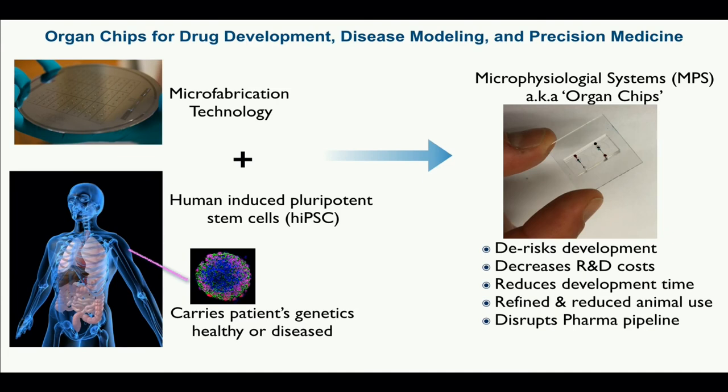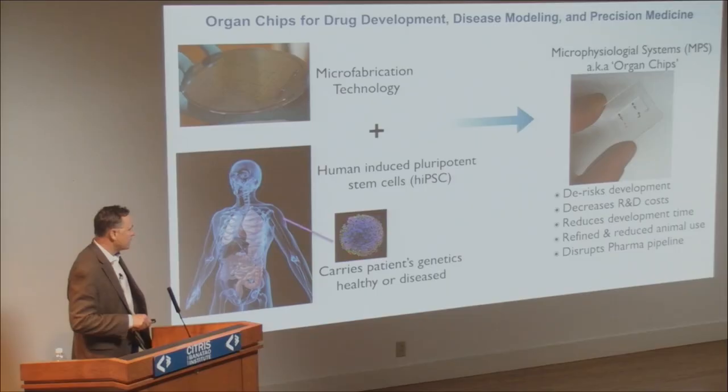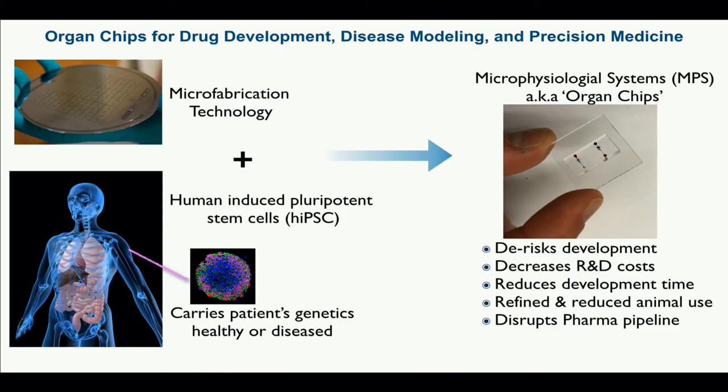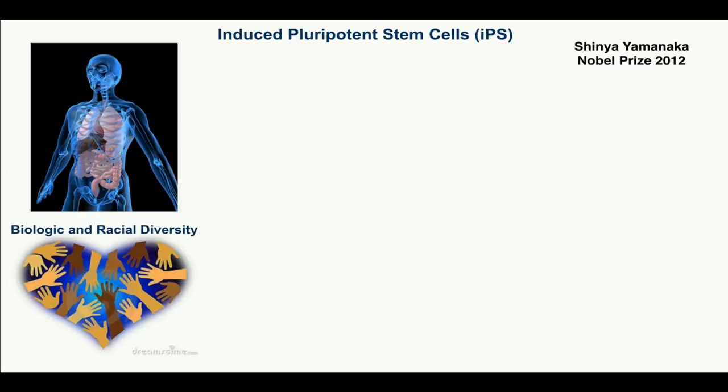Okay. So, all right, what do these things do? Well, we think these things on the far right basically de-risk development. It de-risks R&D costs, reduces time. Those are all important. This is a public interest move, which is thinking about refined and reduced animal use. And this is a big topic in the drug pharma area, as well as disrupting the pharma pipeline.